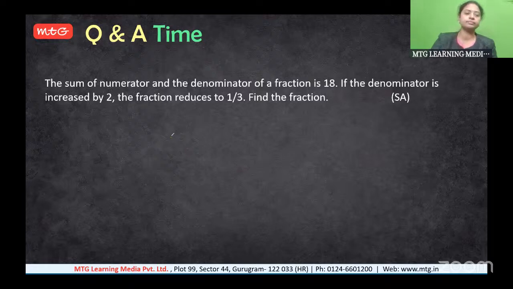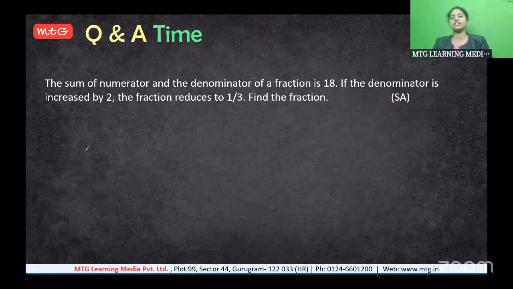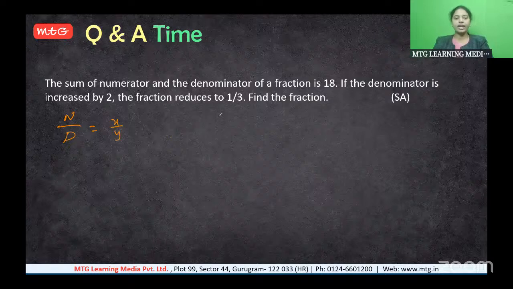Here you go. The sum of the numerator and denominator of a fraction is 18. The denominator is increased by 2, then the fraction is reduced by 1 by 3. This is the case. So if you consider the numerator and denominator as x by y, we already have the sum as 18: x plus y equals 18. This is my first case.